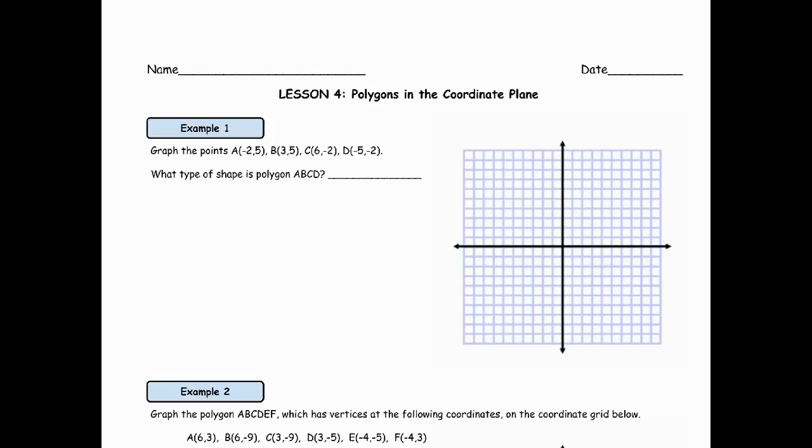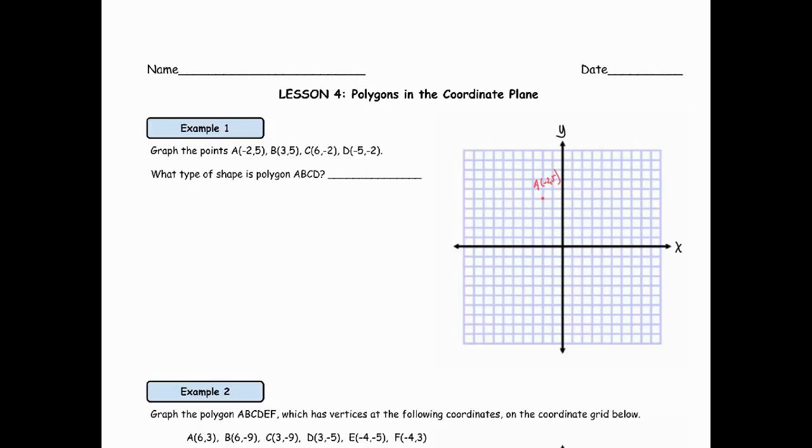We know that A is the point -2, 5. So first off, our horizontal number line is our x-axis and our vertical number line is the y-axis. So A is -2, 5. We start at the origin. We go left 2 on our x-axis and then up 5. Call that A. Be sure to label your points.